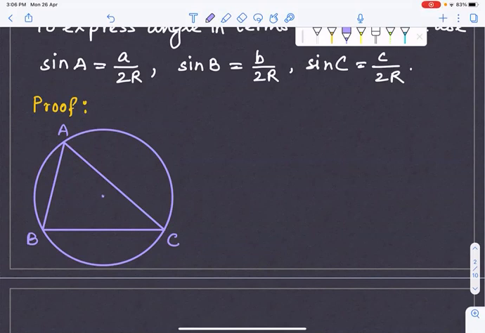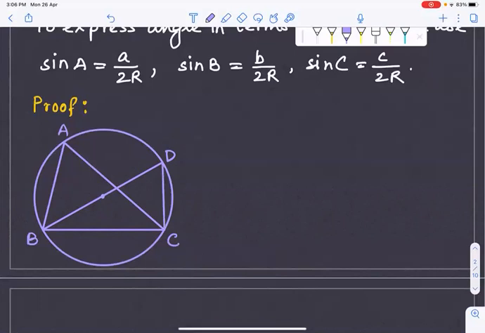If I join this center with this point B and extend, this will be our diameter, one of the diameters of this circle. This is the center. This is diameter, say BD. Right, so BD is the diameter. Now we join this D with C.